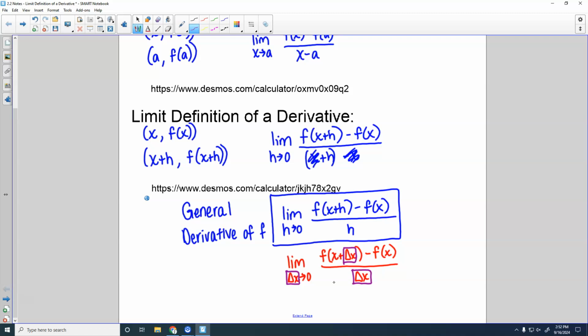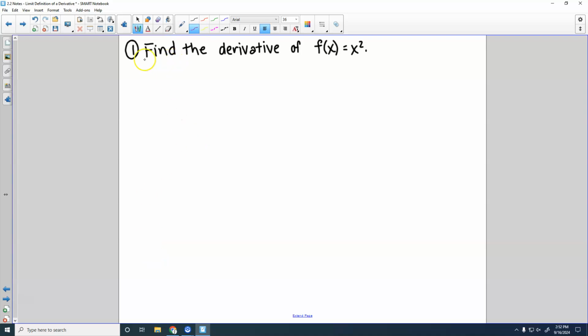Now, let's talk about why in the world we would use this when we could just use the other one, right? So this gives us the general derivative at any point, not just at a single point. I might have something like this: find the derivative of f of x equals x squared. Okay? Did they say at a certain point? They did not. They just said find the derivative. So I need a derivative that can apply at any point, right?